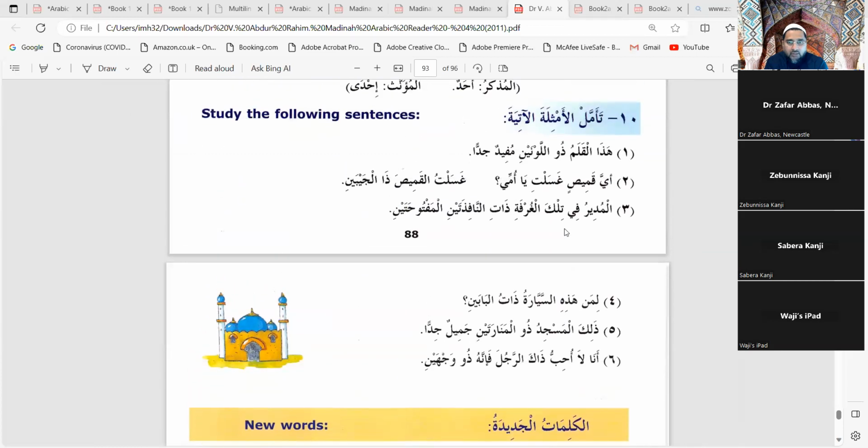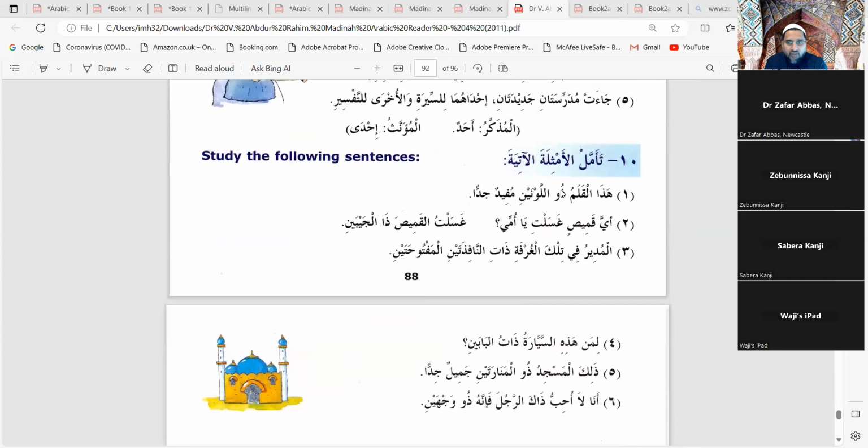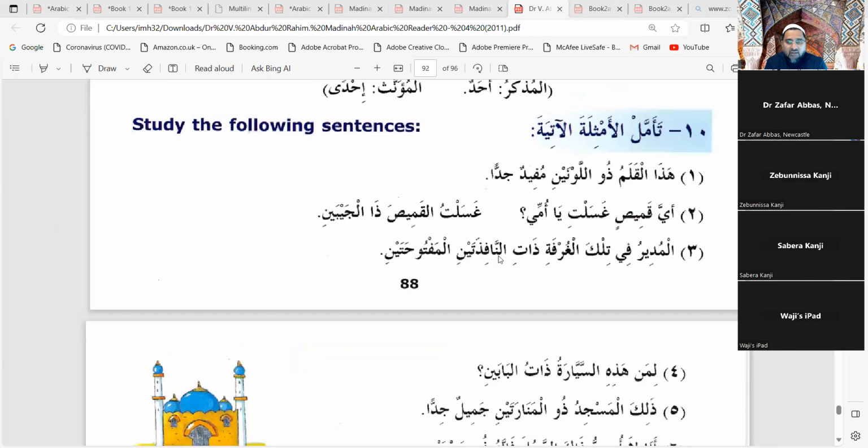Now, can you do 3 of these, and our sister 3 Wajda as well? So study the following sentences. Can you do the first 3, and the last 3 sister Wajda will do them? Bismillah.